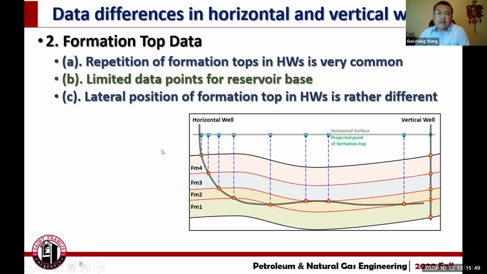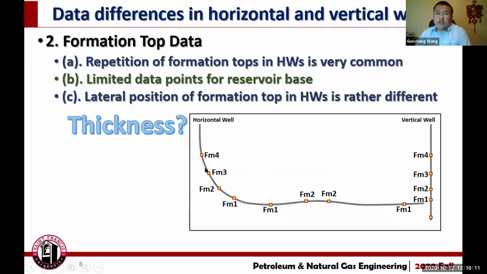And also the lateral position of those formation tops is not at the same location as the vertical wells. They are distributed along the horizontal wells, away from each other. This makes it very difficult to estimate the thickness of the shales. The reason is that most of the time we won't see the structure. We only see those horizontal wells with the formation data there.